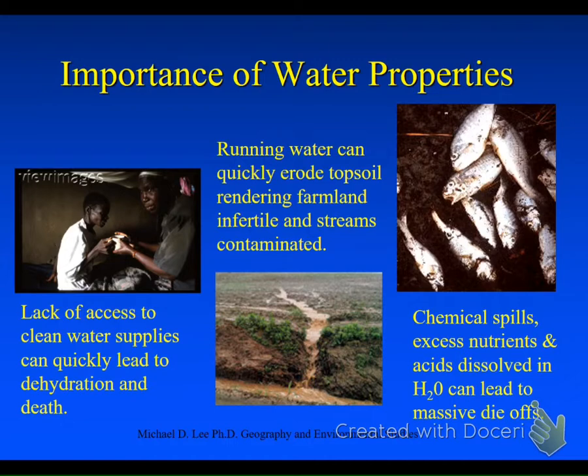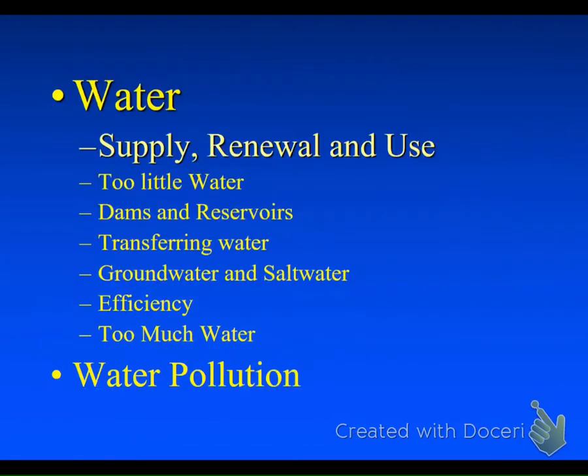Also, some of the properties of water include the fact that it erodes stuff. Because it dissolves things like rock, it will erode it. Also because things will dissolve in it, you can get chemical spills, everything from mercury to plant nutrients, that will cause all kinds of problems.